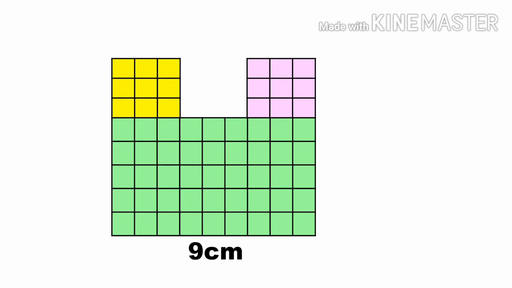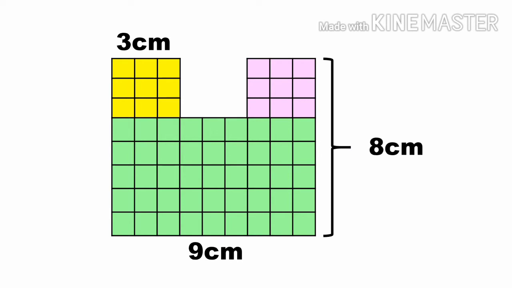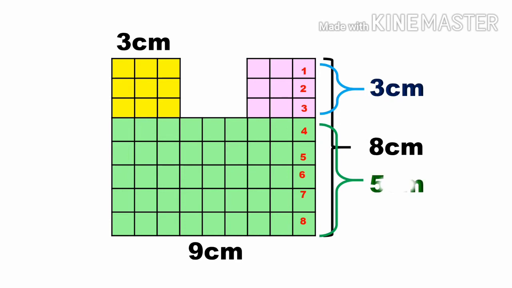Okay, now again, this is our irregular figure or irregular shape. This side measures 9 centimeter. And then we have the side of 3 centimeter. And this side is 8 centimeter. We have 1, 2, 3, 4, 5, 6, 7, 8. So we have 8 units, and then 1, 2, 3, okay, is 3 centimeter. And 4 to 8, we have 5 centimeter.